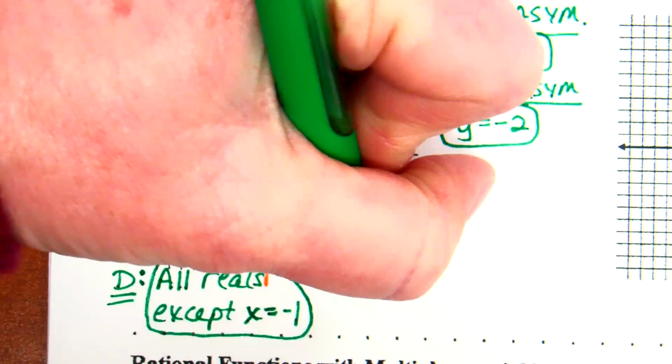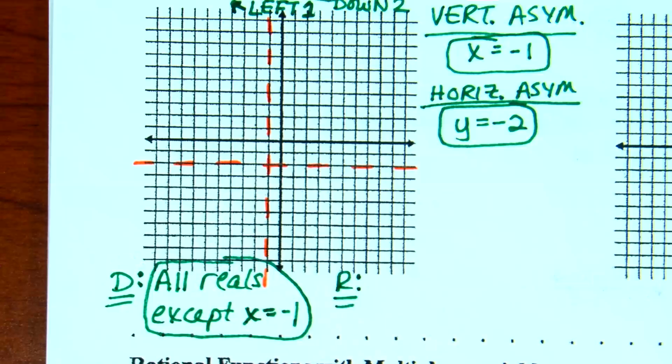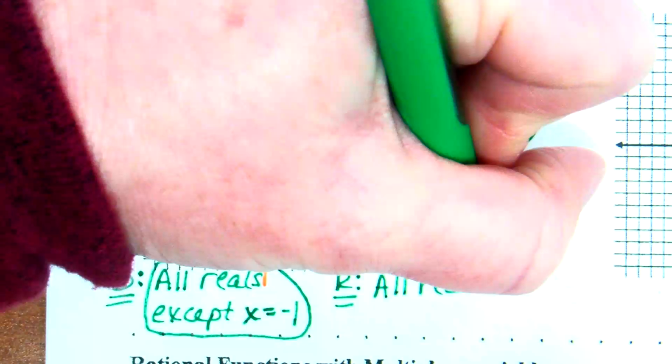So range, according to up above, it's supposed to be all reals except y equals k. In this case, my k value is -2. Because it's all reals except, what value did we move down to? -2. So all reals except y equals -2.